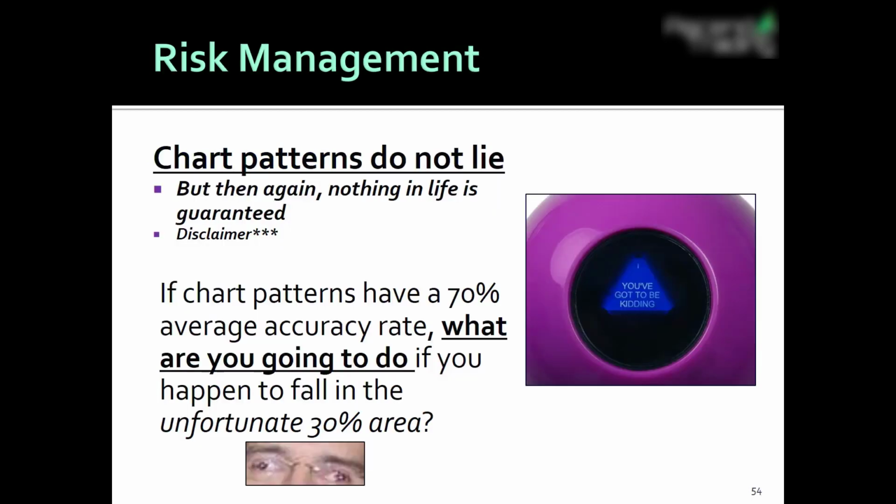So in terms of risk management, we noted earlier in the lecture that chart patterns don't lie. They have about a 75% accuracy rate on average. But remember, nothing is guaranteed in life, so that's why you'll see these little disclaimer tabs all over the place. So if they do have a really high accuracy rate, what should you do if you fall in the unfortunate 30% area?